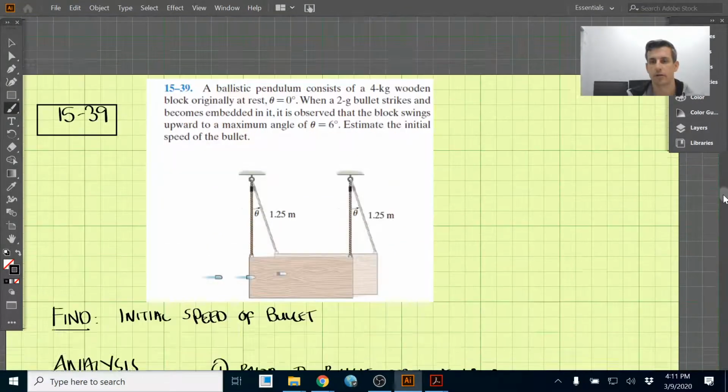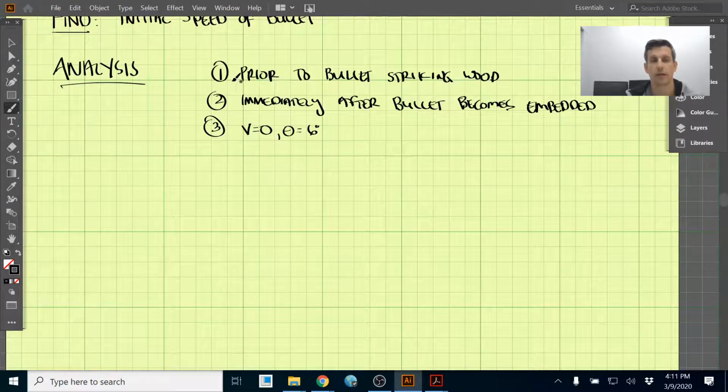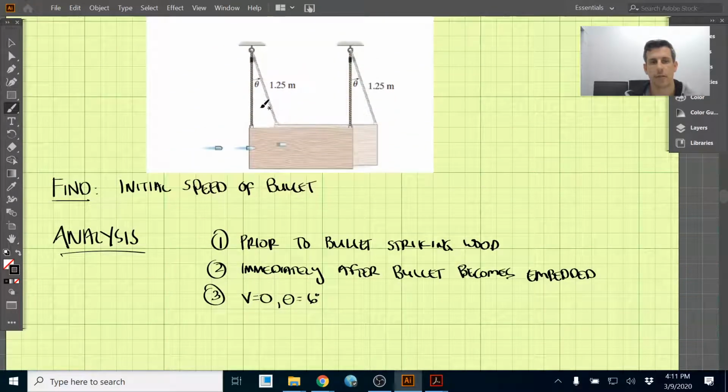All right, so to do this, I've laid out 3 states. State 1 is prior to the bullet striking the wood. So this is the initial velocity that we're trying to find. And then state 2 is immediately after the bullet becomes embedded in the wood, so it hasn't changed height or anything yet, the bullet has just become embedded in the wood. And lastly, state 3 is the time when it swings all the way up to the top, 6 degrees, and comes to a stop before it swings back down. So those are the 3 states here.